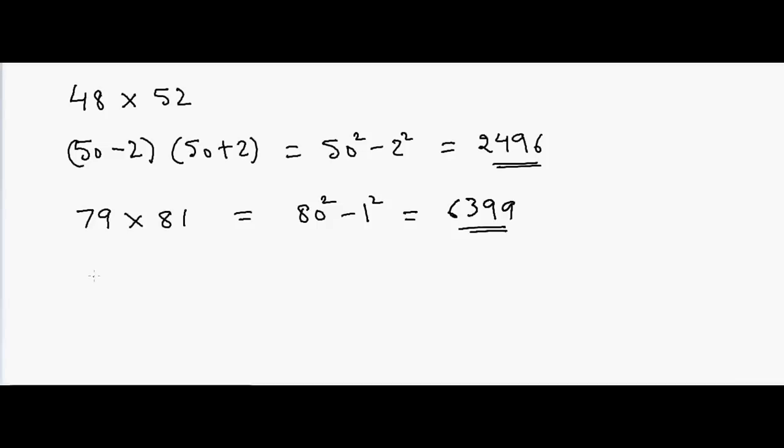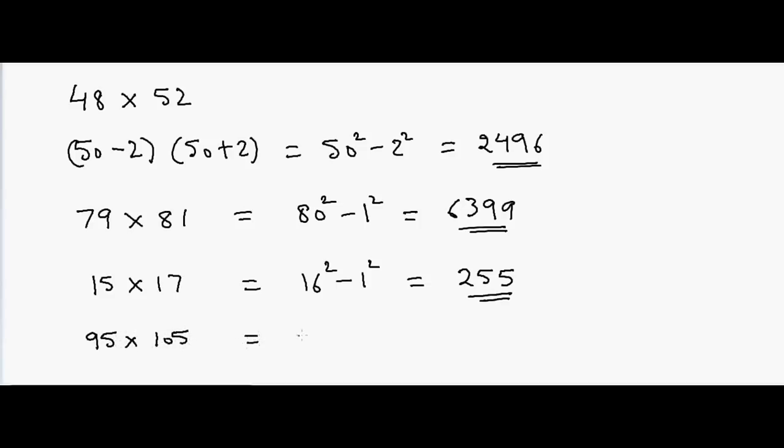Suppose we have to do, for example, 15 into 17. In that case it will be equal to 16 square minus 1 square, that's equal to 255. Another example is 95 into 105. Here it will be equal to 100 square minus 5 square, so that gives me 9975.